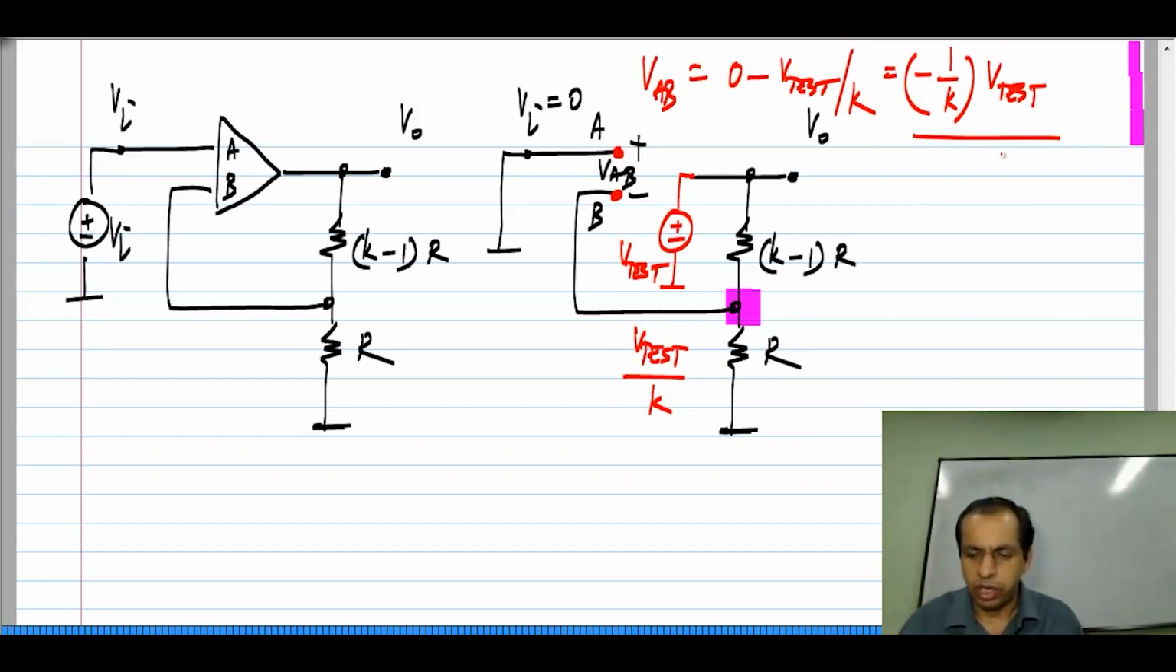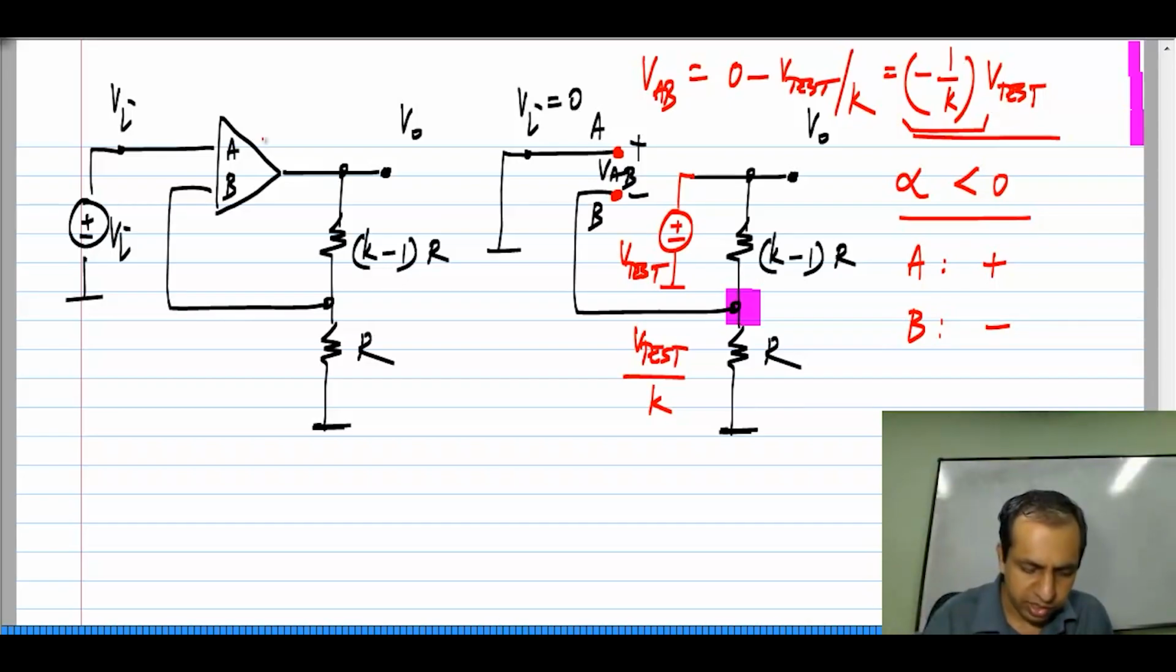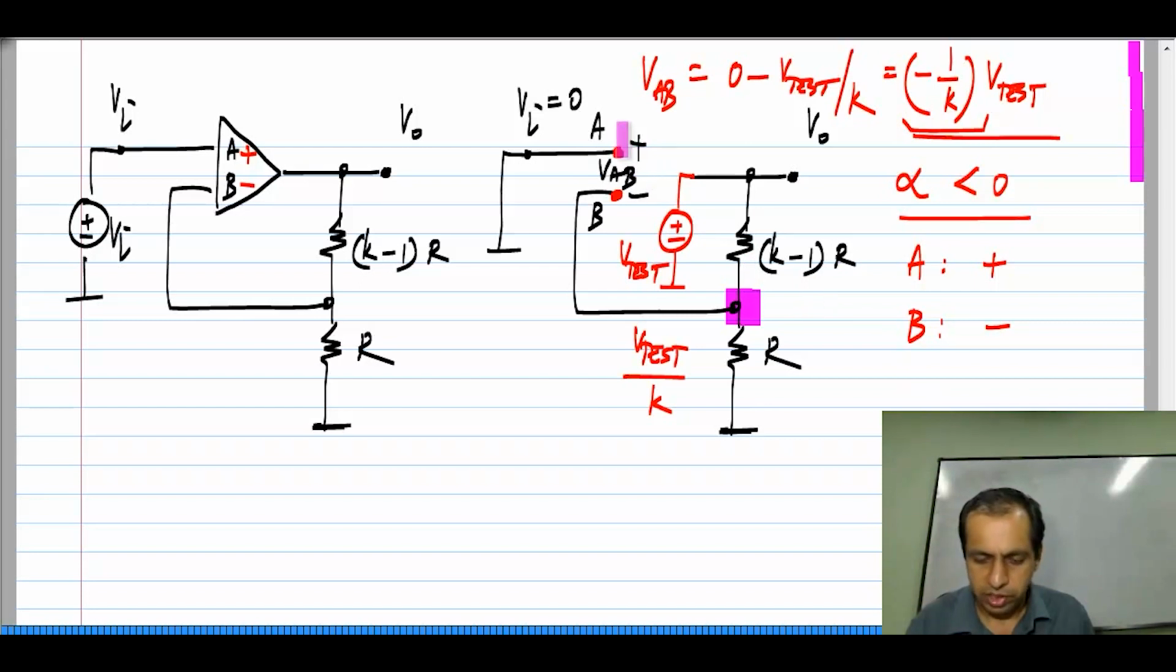So, clearly the proportionality constant alpha here is less than 0, and by what I described to you earlier, this means that terminal A has to be the positive terminal and terminal B has to be the negative terminal of the op-amp. In other words, I have to assign the signs like that, and earlier I used those signs, we know they are correct, but this is how we know they are correct, by doing this analysis. Because as you can see, this VAB, the input to the op-amp, is minus 1 by K times V test.